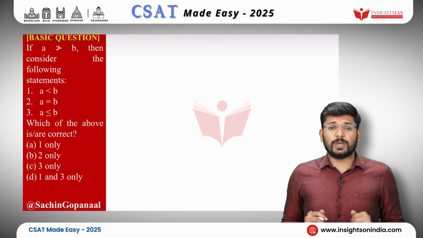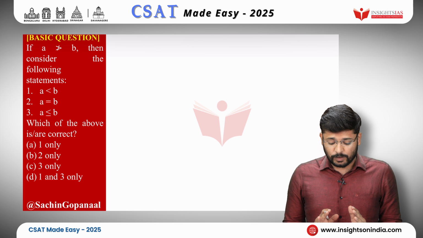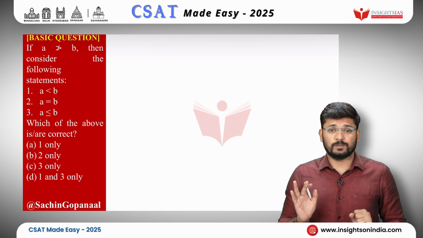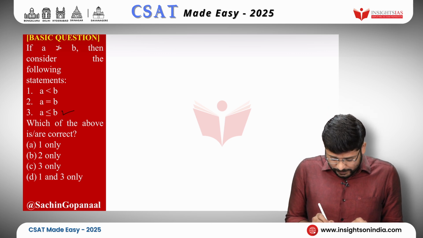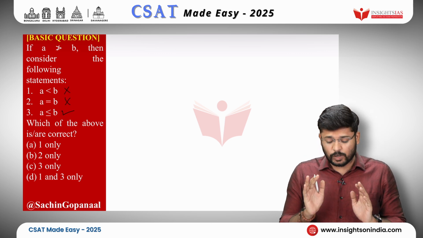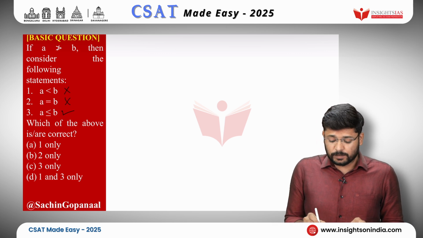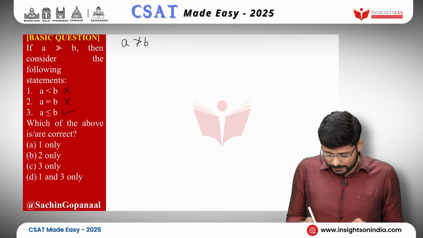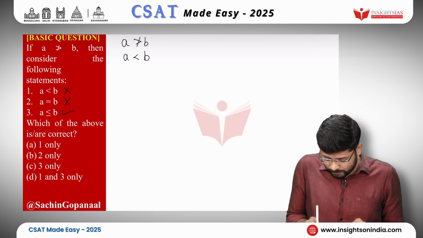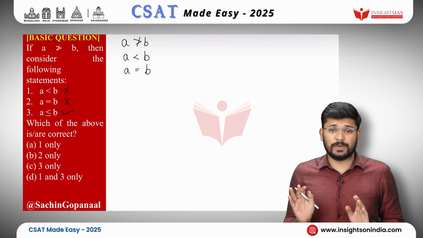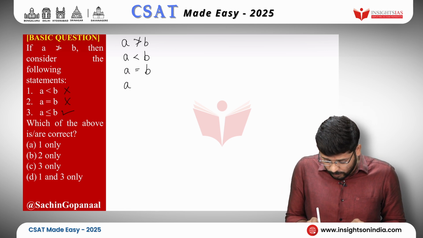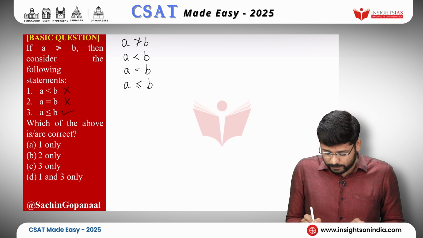It seems as though all of them are correct, right? However, only one of them is correct and the other two are wrong. The third one is correct and the other two are wrong. Why? Because the question says that A is not greater than B. It means that A can be less than B, A can be equal to B, A can be anything except being greater than B. A can be less than B, or A can be equal to B, or A can be less than or equal to B.